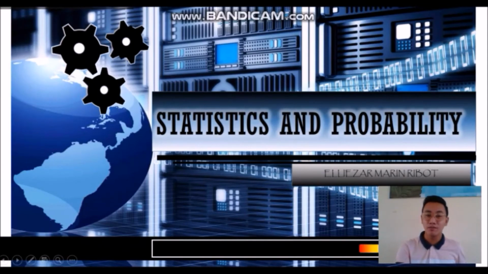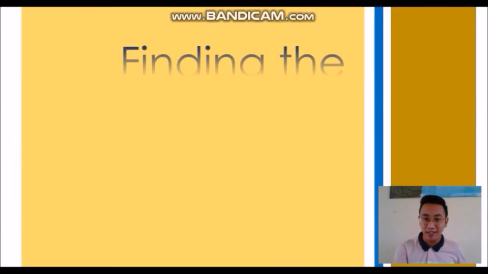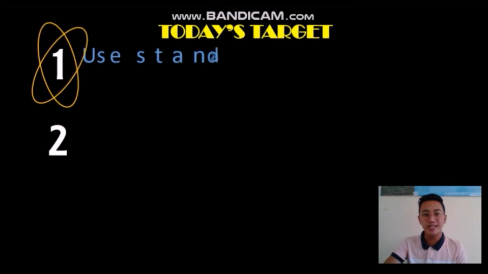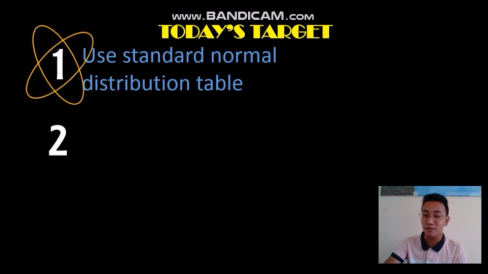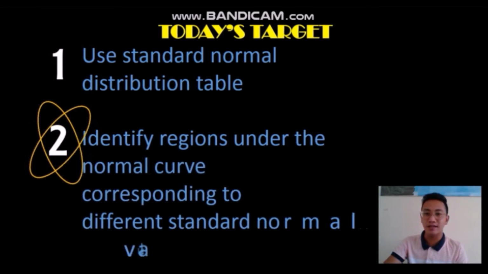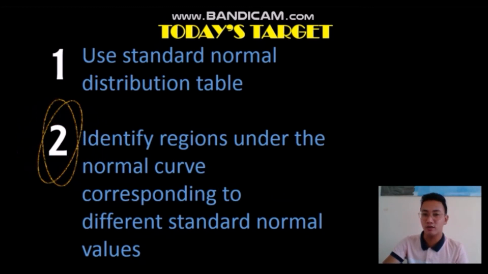Here it is. Good day, everyone. Welcome to our statistics and probability class, and we are still on our first quarter. On the first day of our third week, you are going to learn about finding the areas under the regions of the normal curve. For today's target, you are going to use the standard normal distribution table, and that table has already been attached on your respective modules. The second one, you are going to identify the regions under the normal curve corresponding to the different standard normal values.